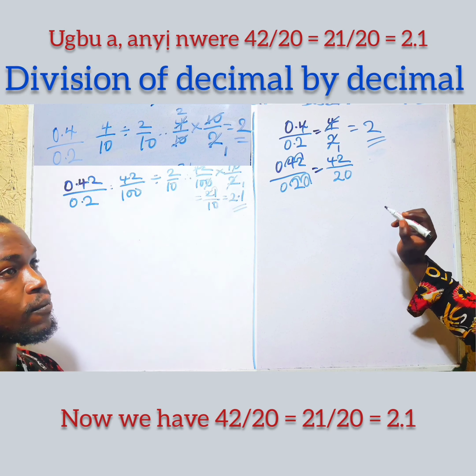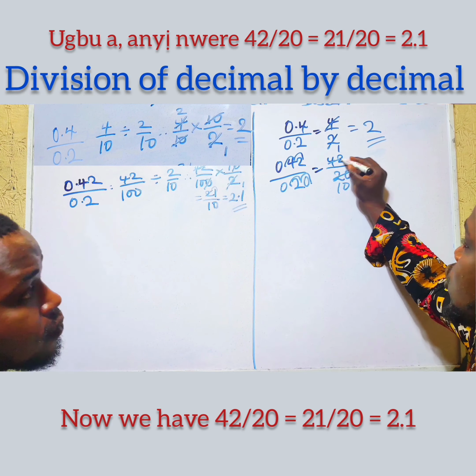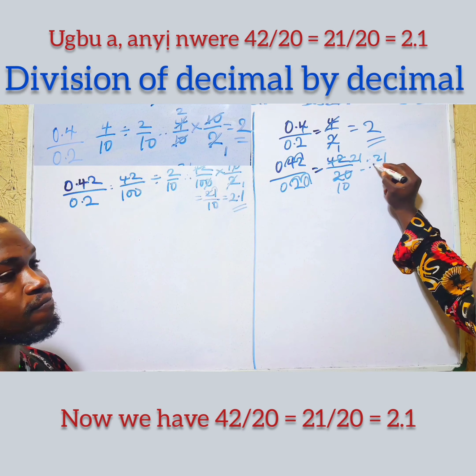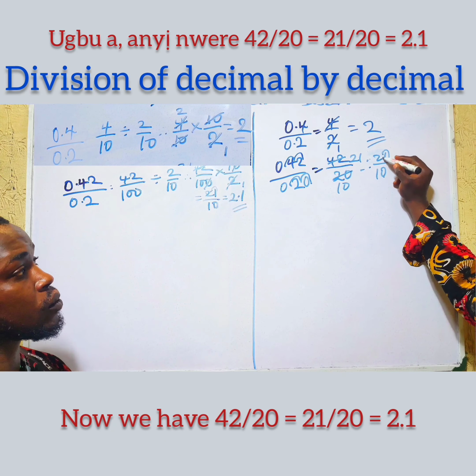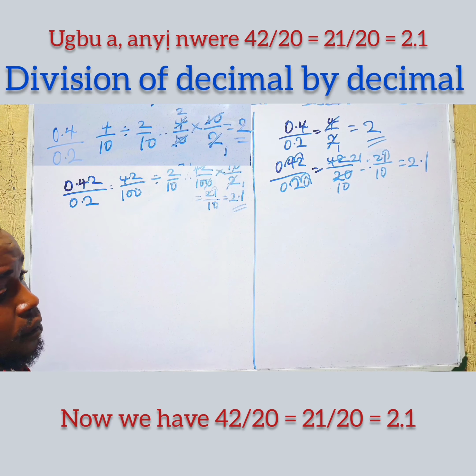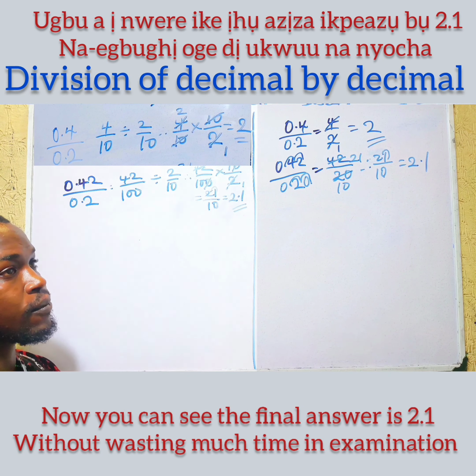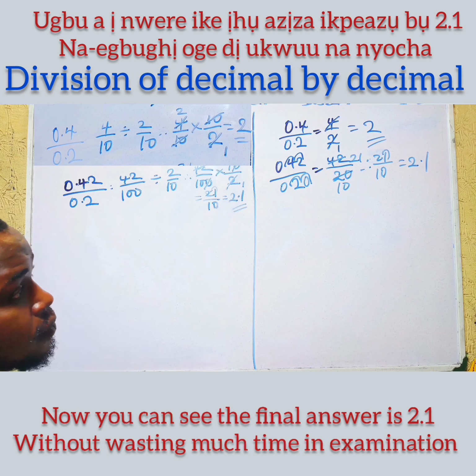Now what can go there? 2 can go there, 2 here gives you 10, 2 here 21. Therefore 21 over 10, this is 1 decimal point, you put it back, therefore we have 2.1. Now you can see that the final answer here is 2.1 without wasting much time in an examination.